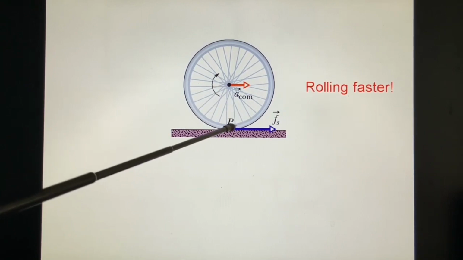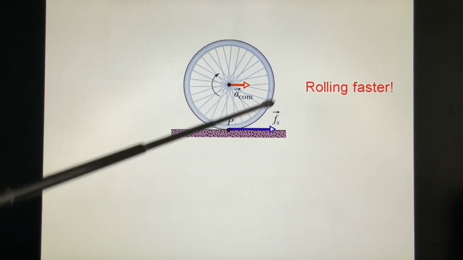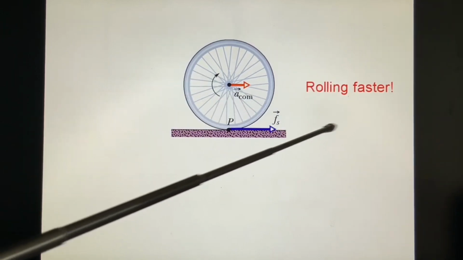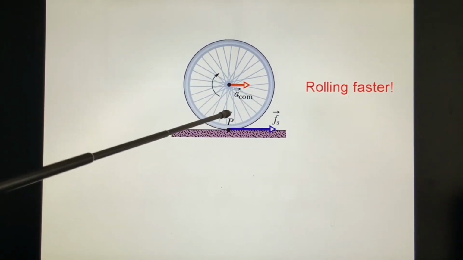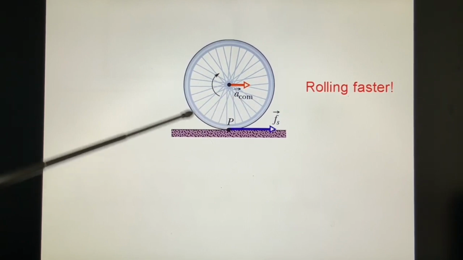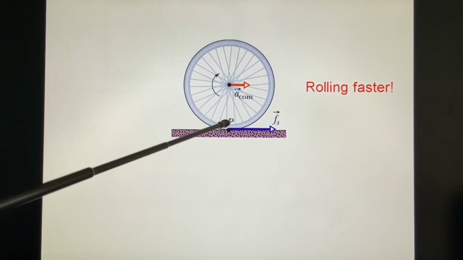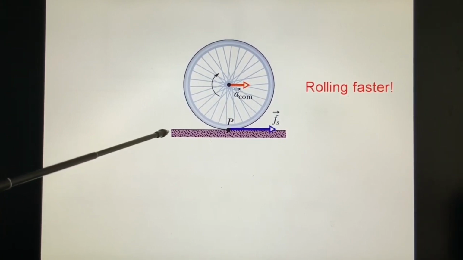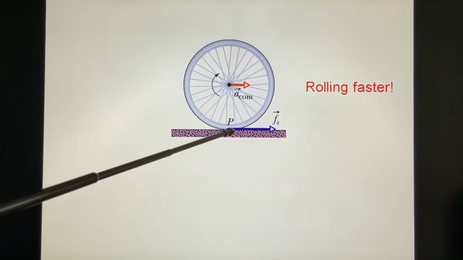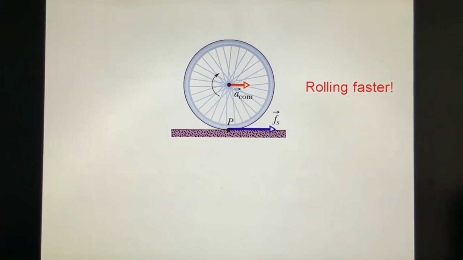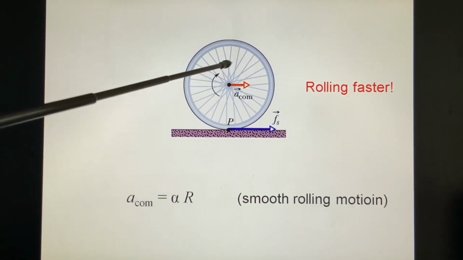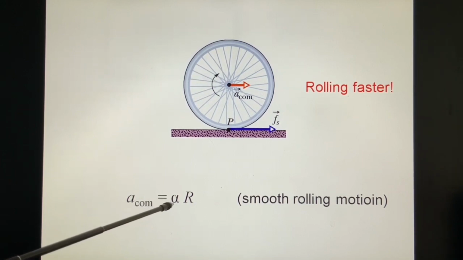Now, if for some reason the wheel accelerates, it's rolling fast, then a point P on the wheel has a tendency to go up. So in this case, the friction goes in the opposite direction, the tendency goes forward. Okay, and the a_com is equal to the angular acceleration, alpha r.